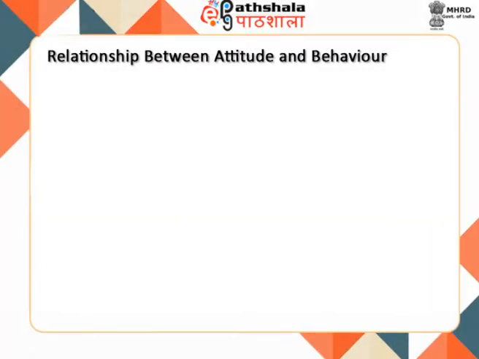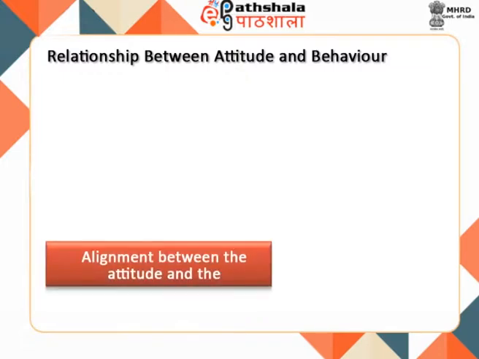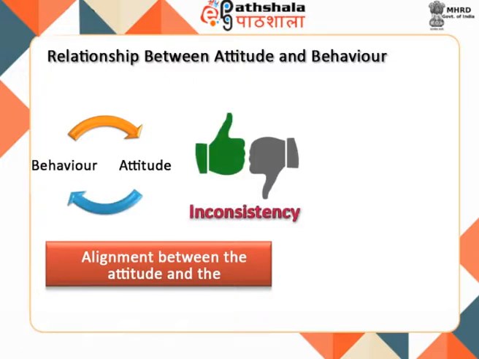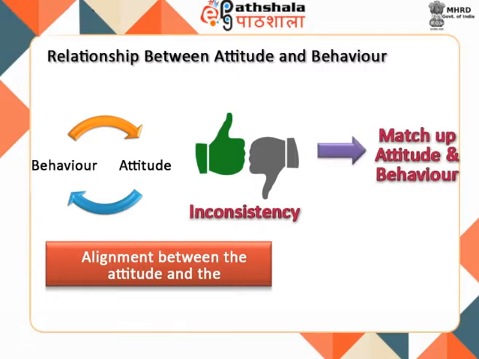Relationship between attitude and behavior. People tend to have a consistency or alignment between the attitude they portray and the behavior they showcase. Even if there is an inconsistency which develops due to one reason or another, the person tries to match up the attitude and behavior. This signifies that in order to showcase their attitudes and behavior to be logical, consistent, and rational, individuals try to bring together their conflicting attitudes and align them with their behavior.